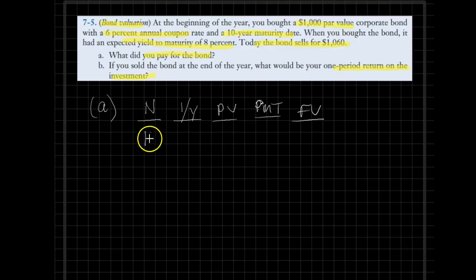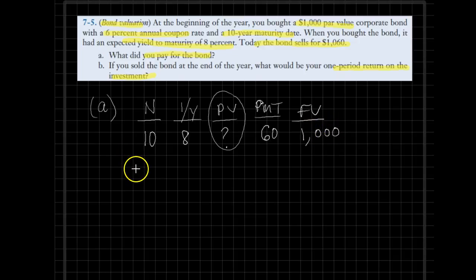Number of periods is 10 years. The interest rate is 8%. That's the expected rate of return, obviously, at the time of purchase. And the purchase price is the question mark. The coupon payments are 6% of $1,000 face value, so they should be $60. And the face value is $1,000.